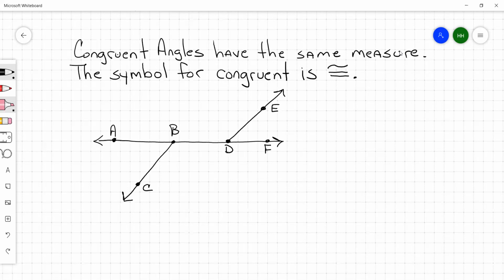Now, last week we talked about tick marks and how tick marks were a symbol that two segments were congruent. This symbol right here, this red little arc, called an arc mark. And this same arc mark here tells us those angles are congruent. Those arc marks mean angle ABC is congruent to angle EDF.